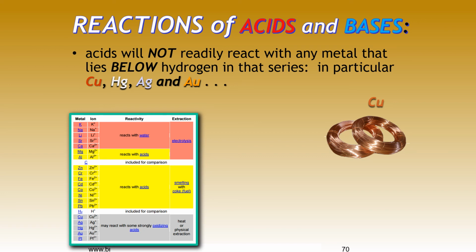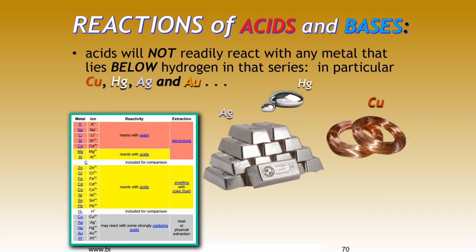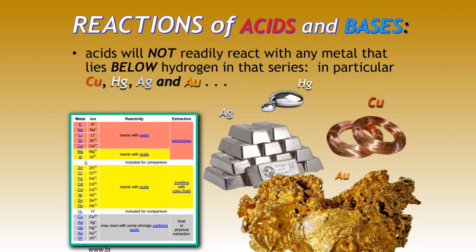Acids will not readily react with any metal that lies below hydrogen in that series, in particular copper, mercury, silver, and gold. And so that's one of the reasons why these things are considered to be precious metals, because unlike other metals, you put an acid on them, they won't fizz and bubble and corrode and break down and fall away. They resist corrosion.